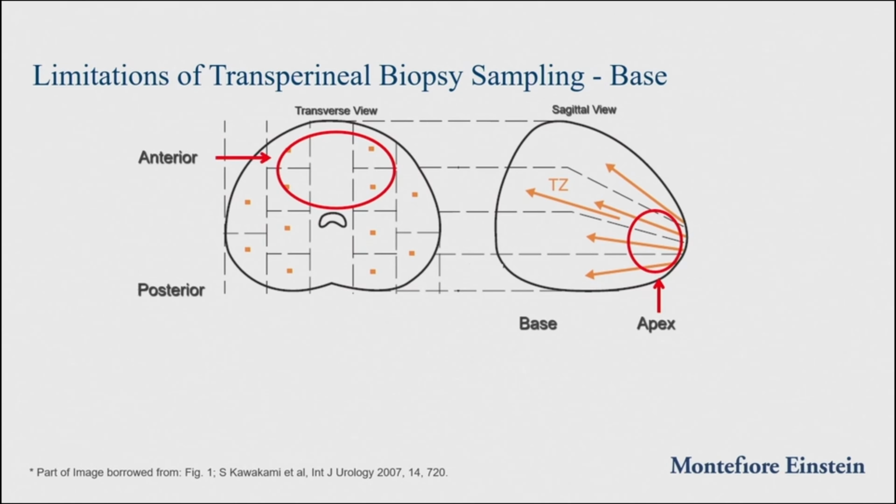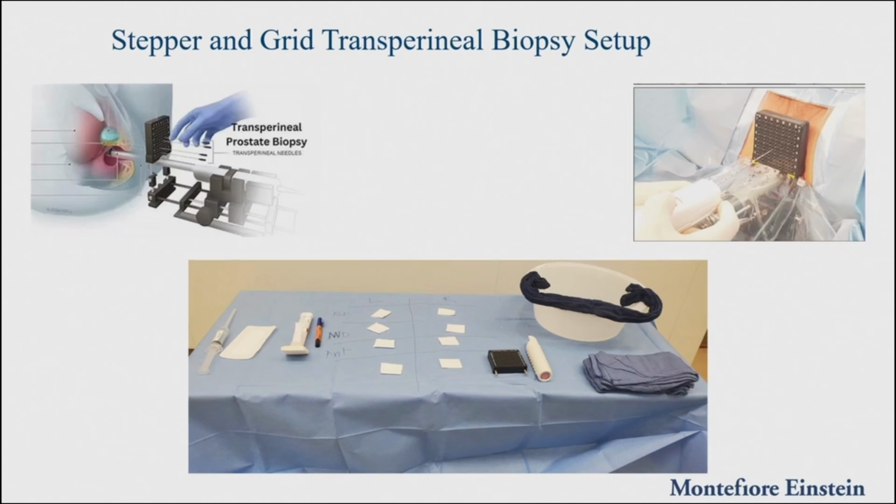Now, limitations of transperineal biopsy sampling. The real limitation here is essentially at the base. Your needle has to traverse all of this tissue to reach this basal area by the bladder, the same way a transrectal biopsy would have a hard time traversing all the tissue to reach anterior tumors.